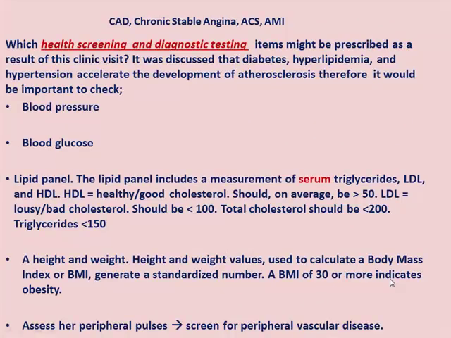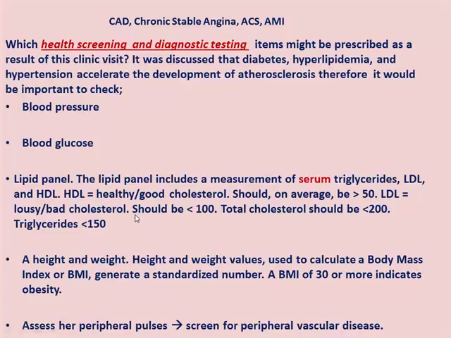Other health screening tests, because we've already discussed that diabetes and hyperlipidemia and hypertension accelerate the collection of plaque, atherosclerosis in the artery, well, we need to check this individual's blood pressure. We need to check the blood glucose, and it would be nice if we could do a fasting blood glucose. And then look, we're going to do a lipid panel, and the lipid panel just means that we're going to measure serum triglycerides, of which it's LDL and HDL.